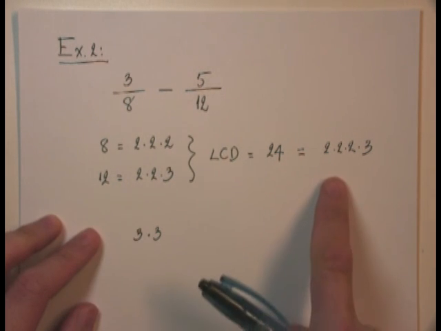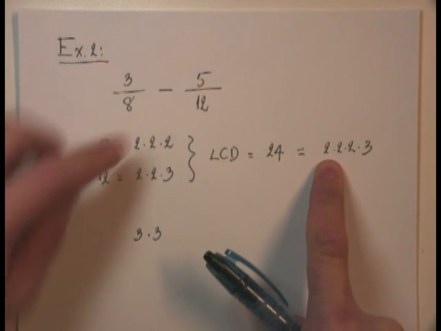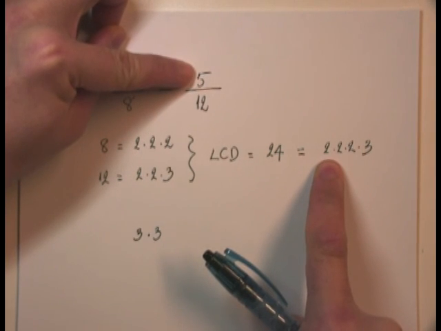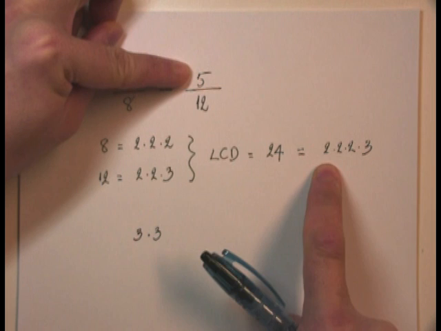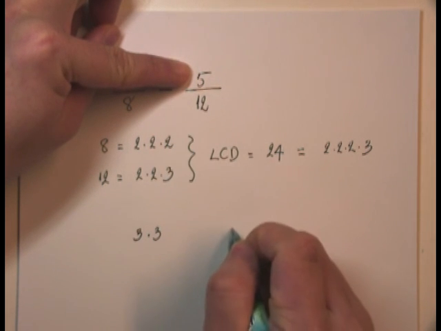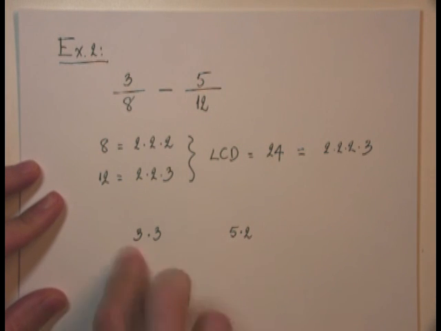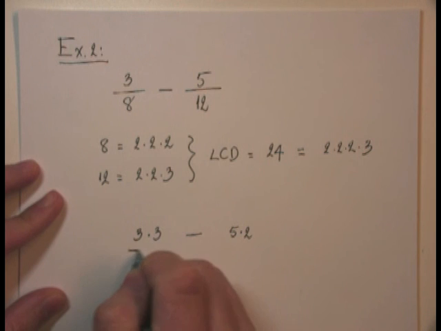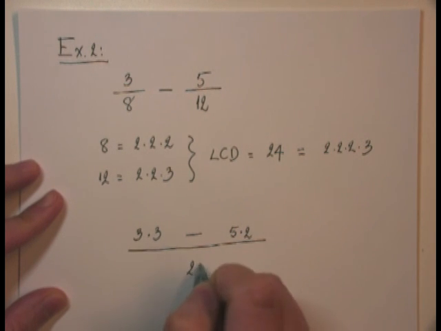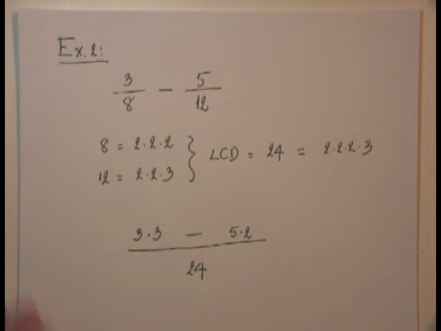So I need to multiply that extra 2 to the numerator that came with 12. And so I need to multiply 2 to 5. And so here I have 5 times 2. And now in between the two problems here, I need to do a subtraction. And I'm putting it all over 24, which is my LCD.